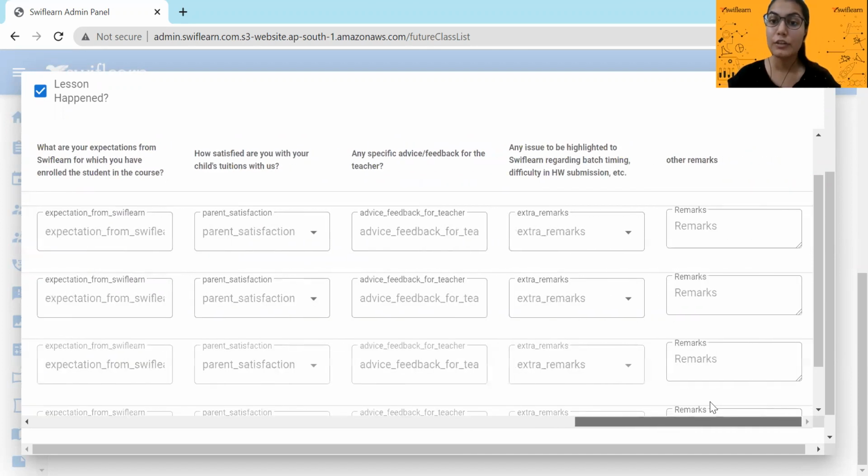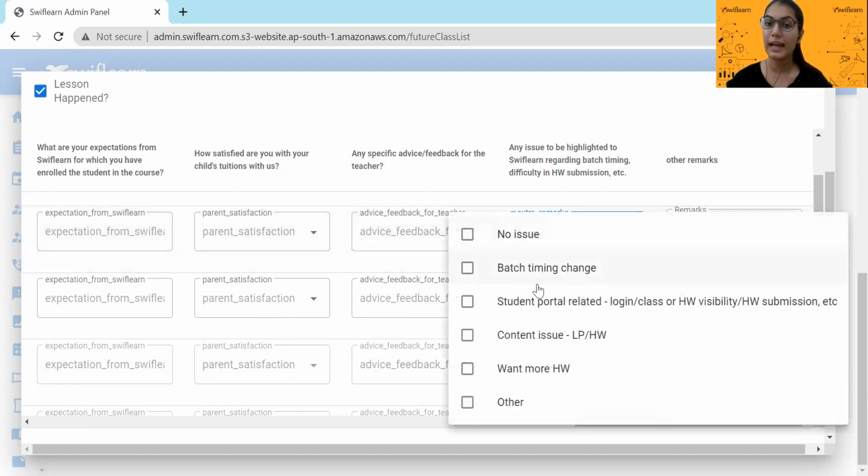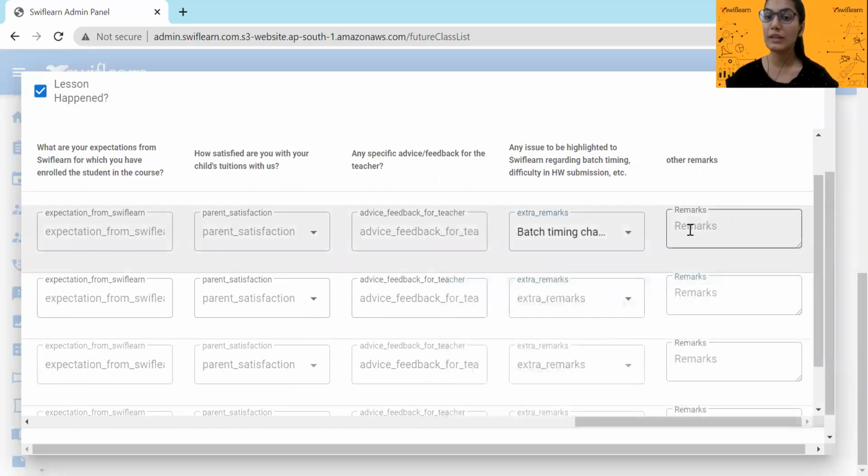And finally, looking at the last 2 questions here. Our last 2 questions are: any issues to be highlighted to SwiftLearn. So you would be answering this if a parent has a batch timing issue, or they have student portal related issues, content issues, whichever thing they deem fit. So let's assume my student wants a batch timing change. So here what I would do is write down the tentative time slot they would want their batch to be shifted to.